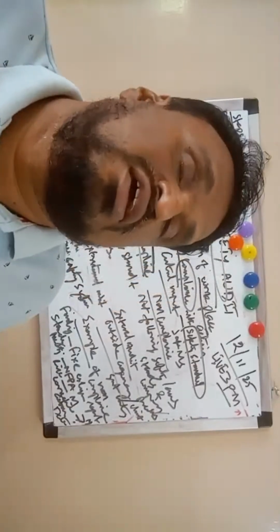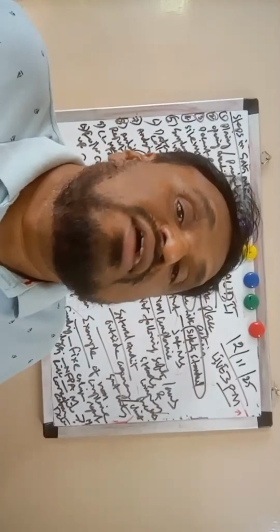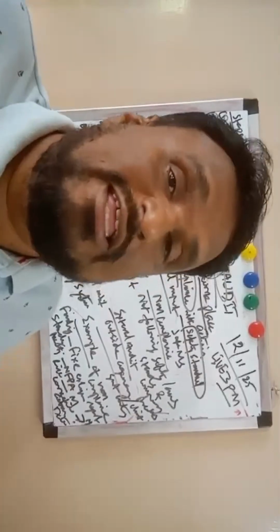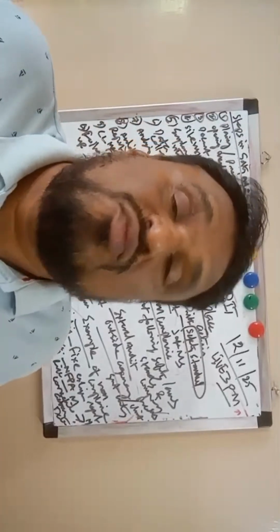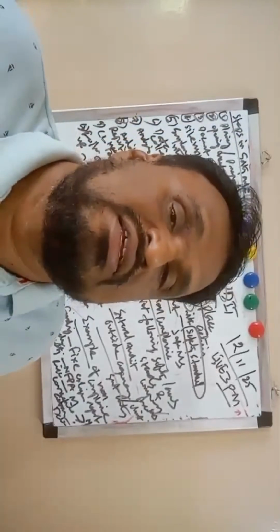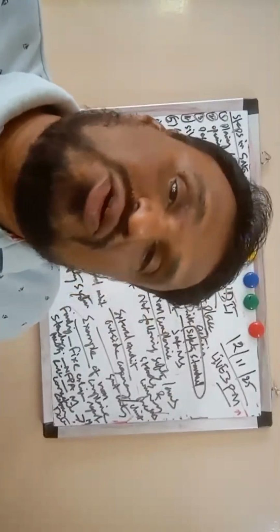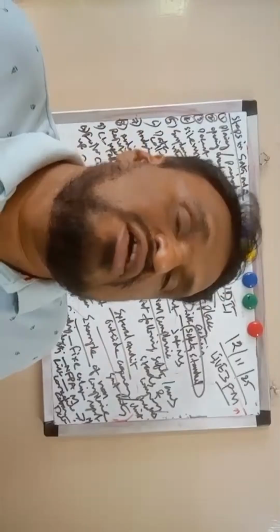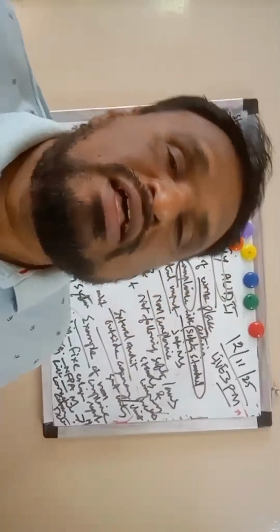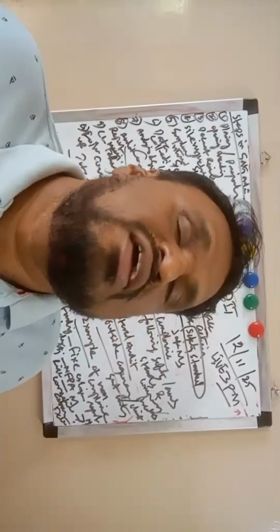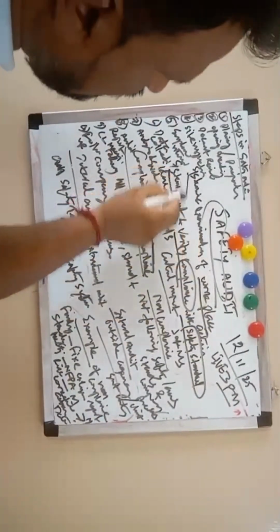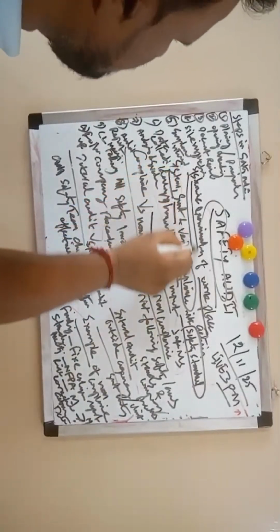They will verify whether you are meeting the standard requirements and the compliance requirements. What are the compliances? Legal compliances. Whether you are meeting the safety legal compliances or not, they will verify. After the verification, they will give the proper safety audit report. With that report, you can know whether the company has a proper safety system or not. So that's why it's a systematic verification.